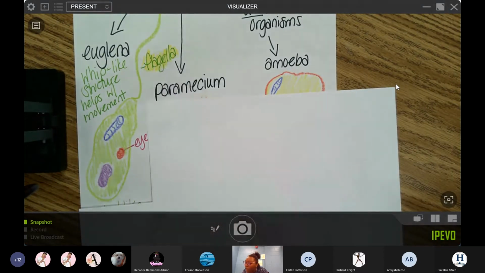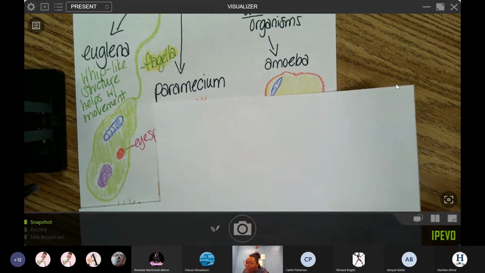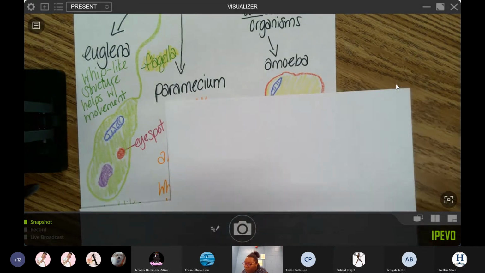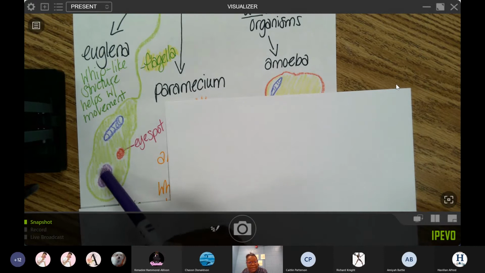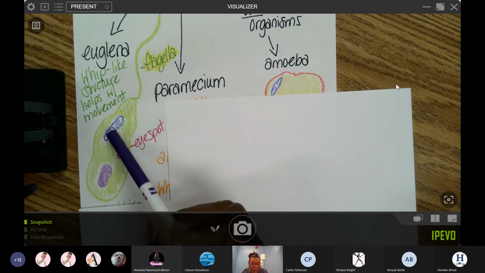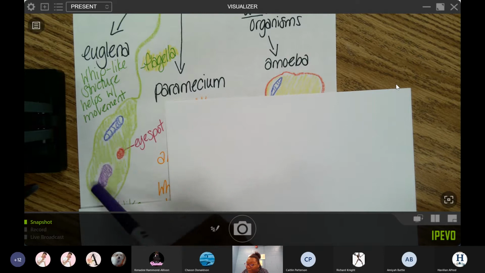Okay. We also will see an eye spot there. It's going to have a nucleus. It's going to have a mitochondrion, a powerhouse of the cell. And it's also going to have cytoplasm.